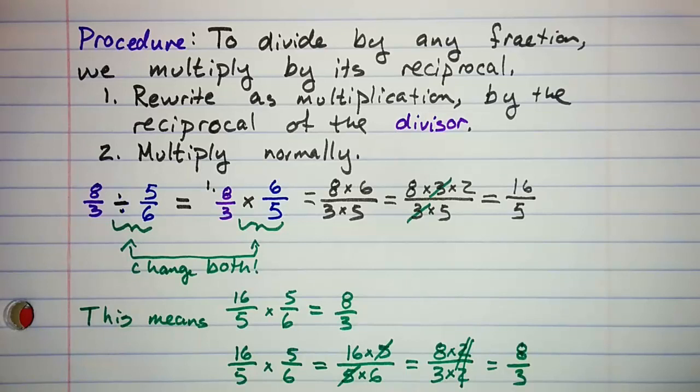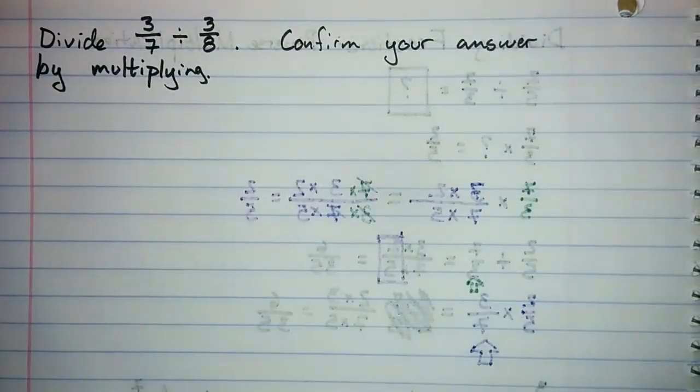I'm going to give you one of these to try, both doing the division and confirming that it worked by multiplication. Divide 3/7 by 3/8, then confirm your answer by multiplying. Pause the video and try this now.